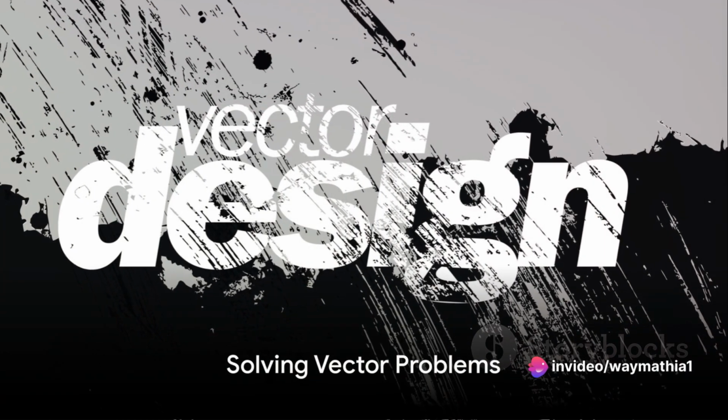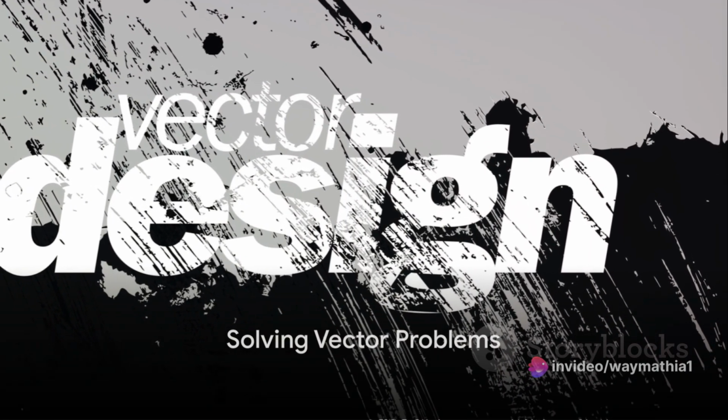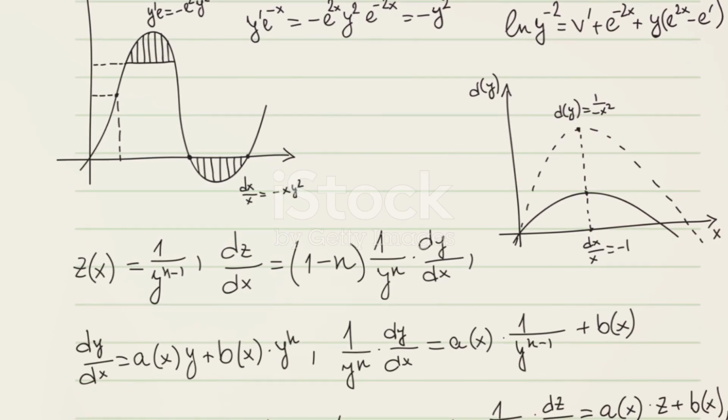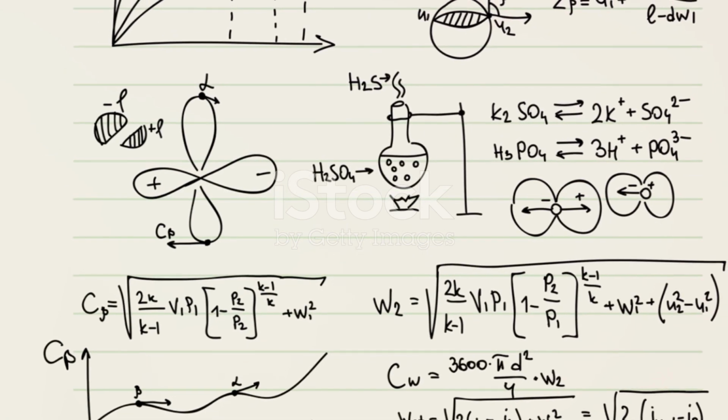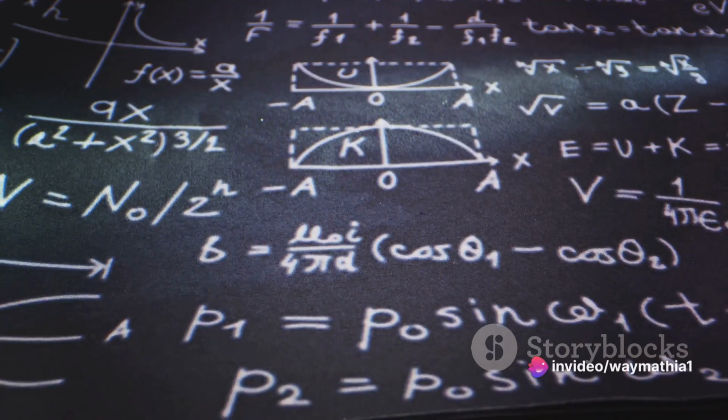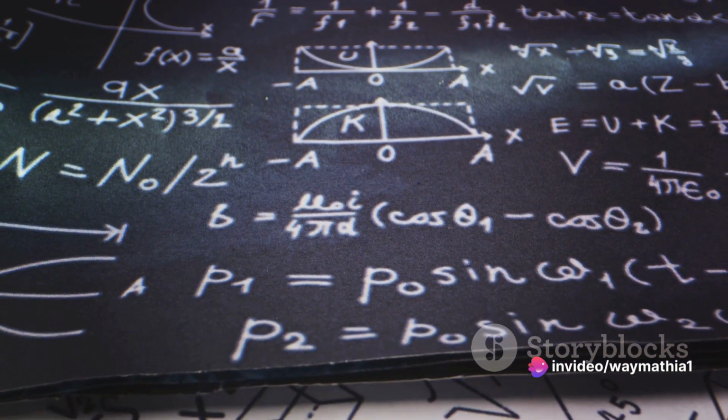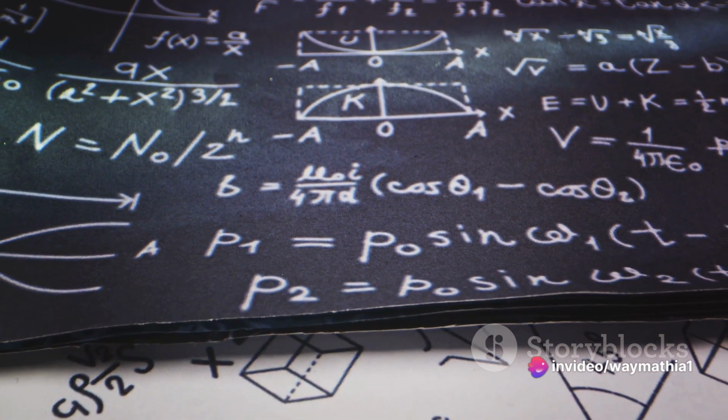When it comes to solving vector problems, we can use either graphical or analytical methods. Graphical methods involve drawing and measuring, offering a visual understanding of the problem. Analytical methods, on the other hand, involve calculations and provide more precise results.